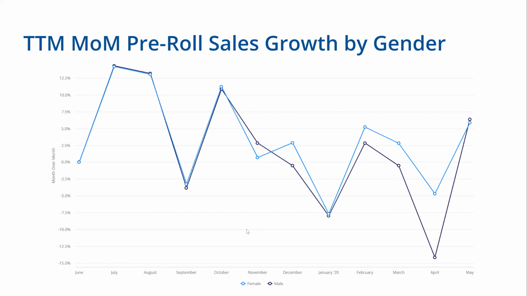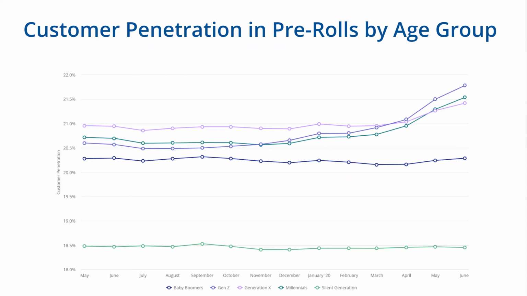Now that we have an understanding of the broader sales trends within pre-rolls in California, we'll now dig into the category penetration within different sets of customer demographics. Next slide, please.